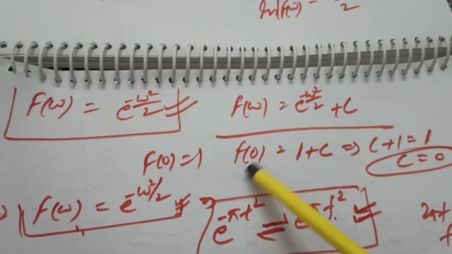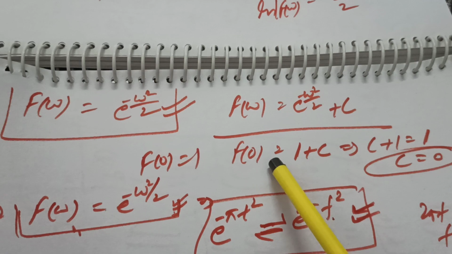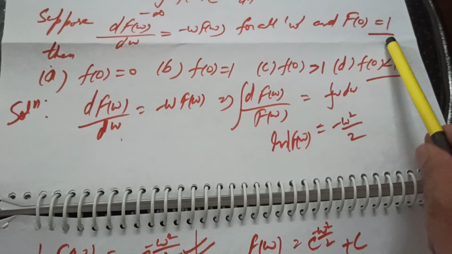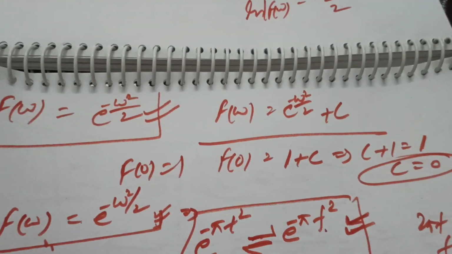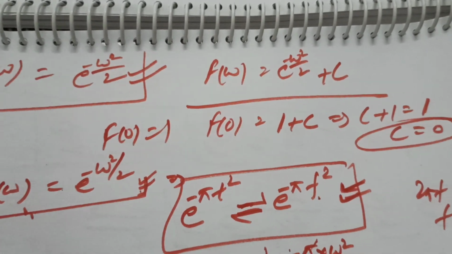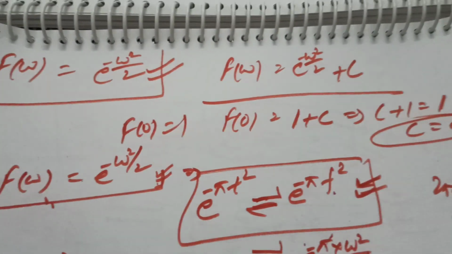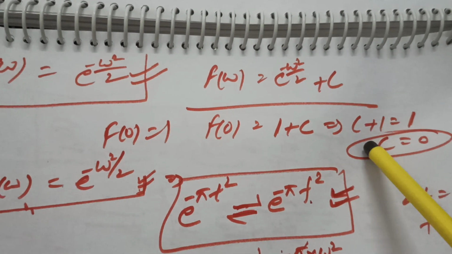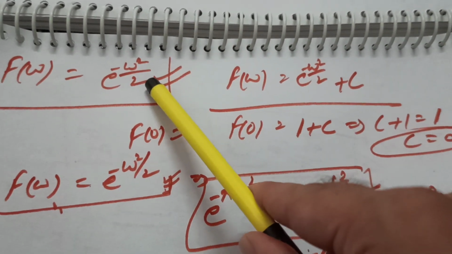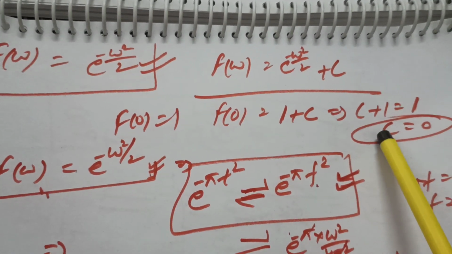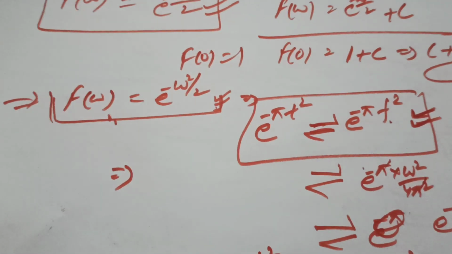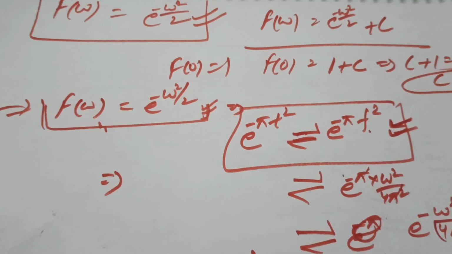Now if we put omega equals 0, F(0) is c plus 1, and it is given that F(0) is 1. So 1 equals c plus 1, so c equals 0. So this is a very crucial part. Even some people who have simply written the answer as this, just by mere luck their answer is coming out to be correct. Now F(omega) is e to the power minus omega square by 2.